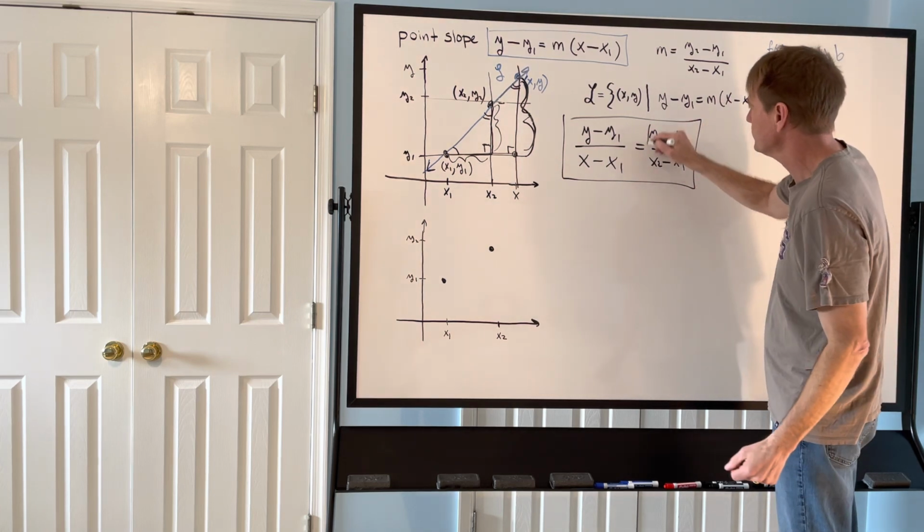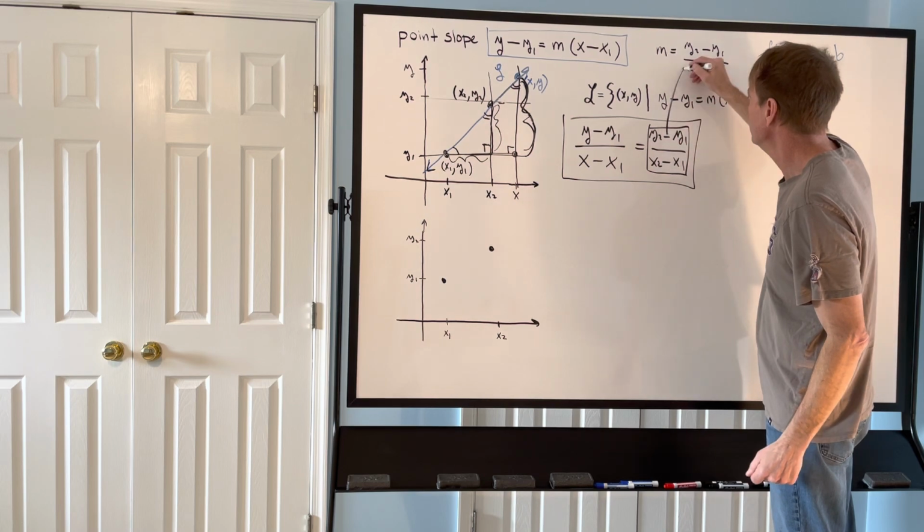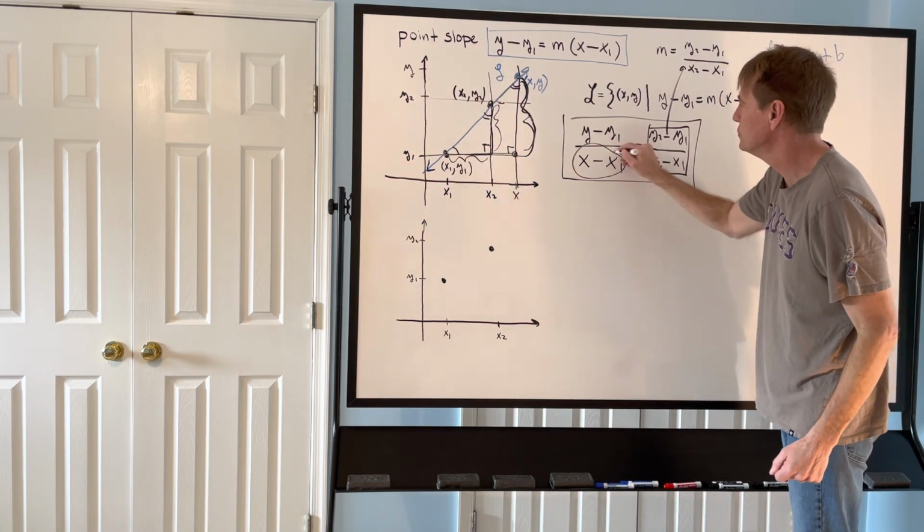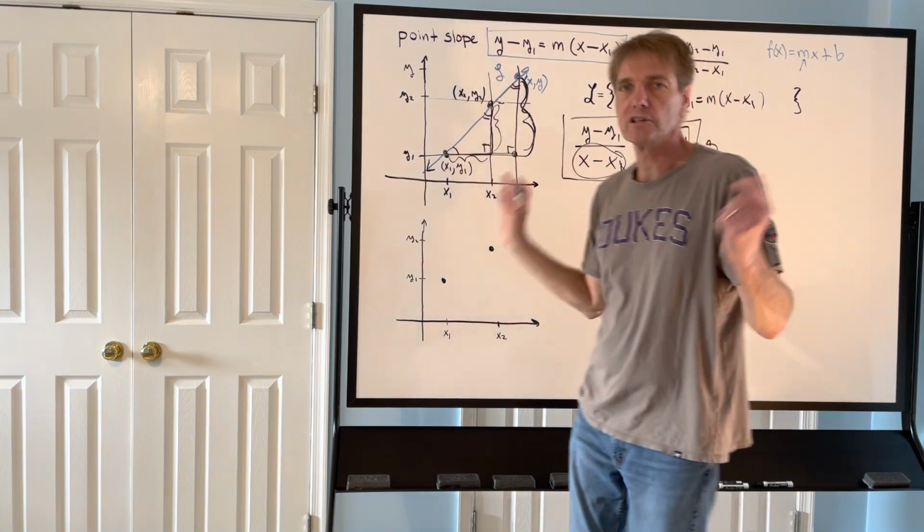But if you look at this, there's your M, you slide this dude to the other side, and there's your point slope formula of the line.